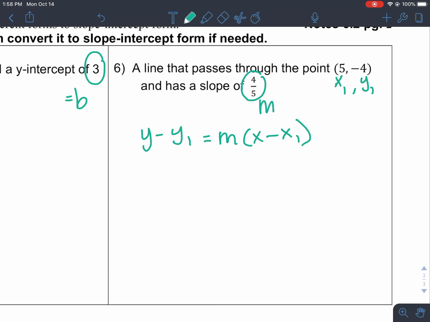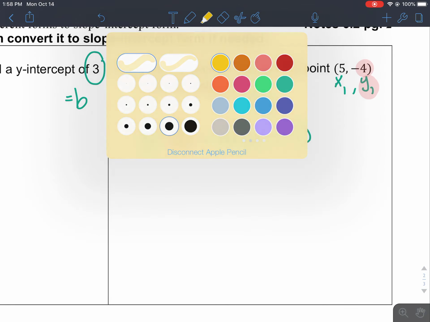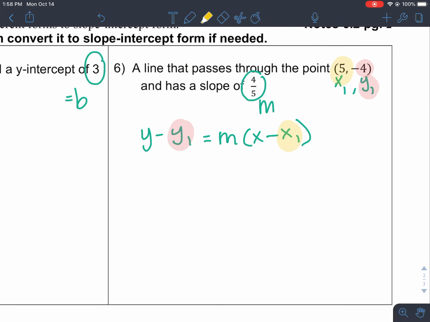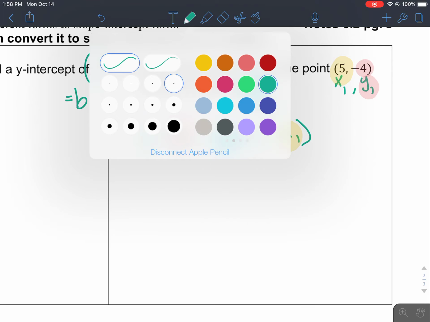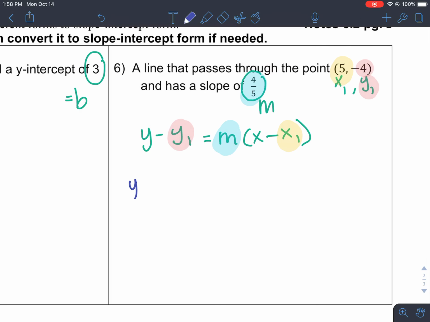So I'm going to go ahead and now plug in. Okay, I have my y1, which I will plug in there. My x1, which will go here. And then lastly, my slope. So I'm just plugging all of these in. Okay, so y minus -4. When you're subtracting a negative, okay, I can turn that into addition. My slope is 4/5, and that's going to be x minus 5 on the inside.